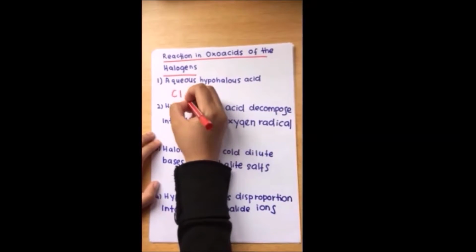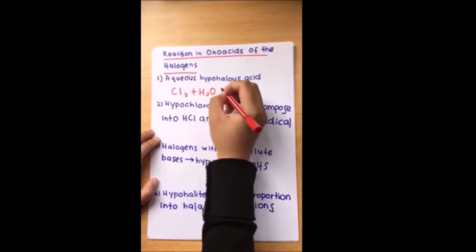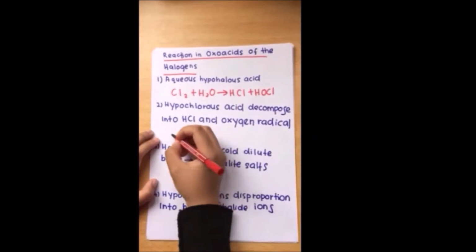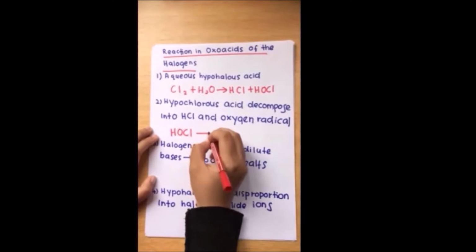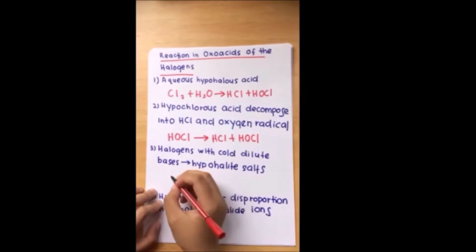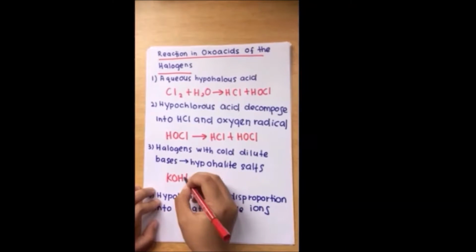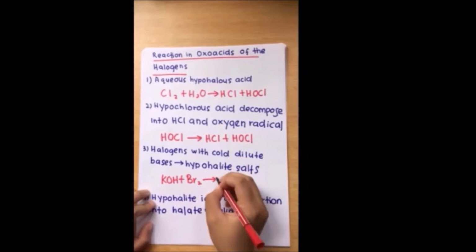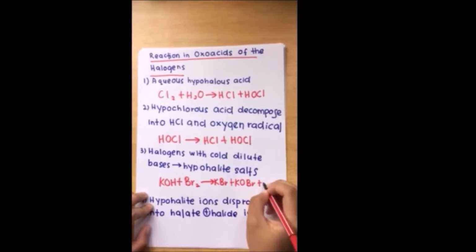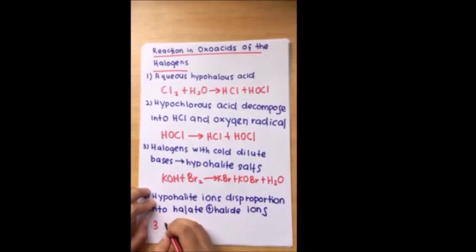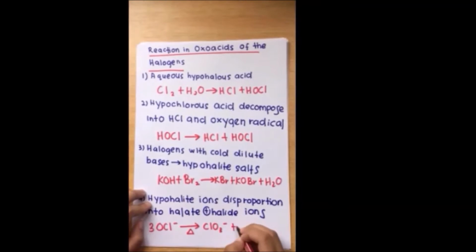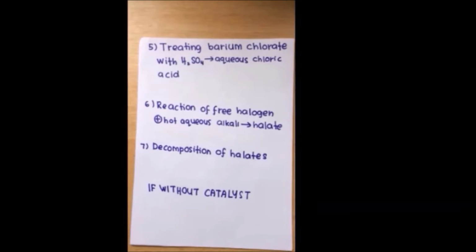The reactions of oxoacids of the halogens: firstly, the formation of aqueous hypohalous acid, and the second one, hypochlorous acid that decomposes into hydrogen chloride and oxygen radical. The third one is the reaction of halogens with cold dilute bases that leads to the formation of hypohalite salts. And the fourth one, hypohalite ions that disproportionate into halate and halide ions.